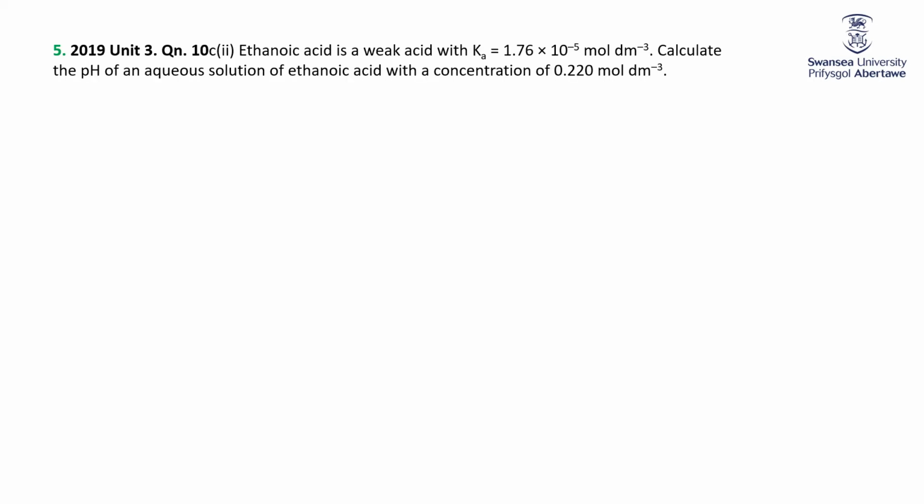So come to our first calculation. Ethanoic acid is a weak acid with Ka 1.78 times 10 to the minus 5. Calculate the pH of an aqueous solution of ethanoic acid with a concentration of 0.22 moles per cubic decimeter.